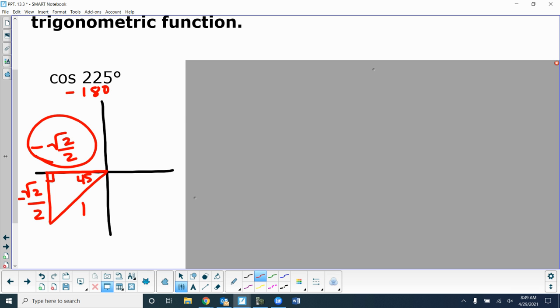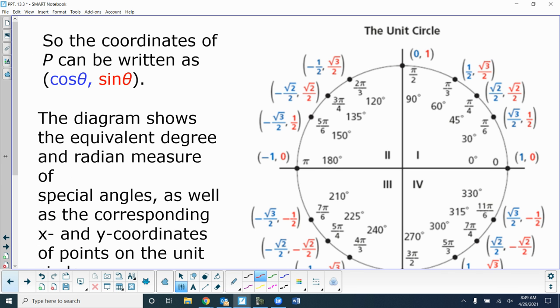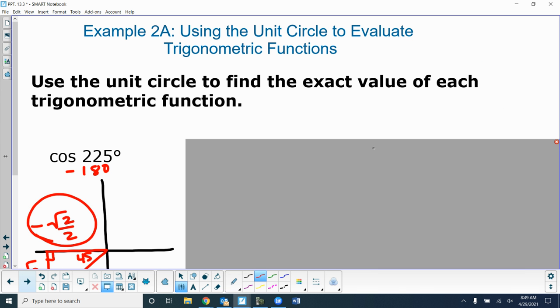Didn't need a calculator, just drew a picture. It said use the unit circle, right? So we use the unit circle, but you know, some kids just want to look at this. 225 cosine is the blue one, the one that comes first in the alphabet. Okay, right there it is. But we don't need to look at that because we know the two triangles. We know how to draw the triangle in the right spot. Is this making sense? Olivia, you with me?